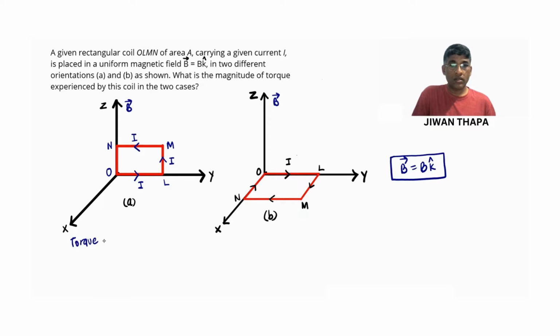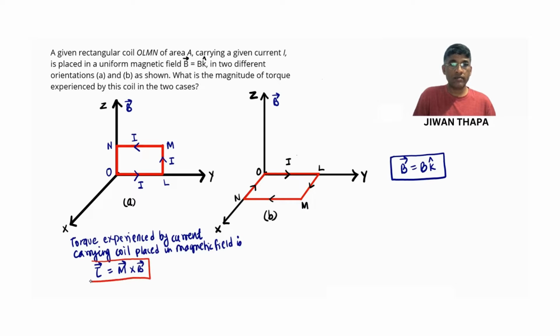So I'm writing, torque experienced by a current carrying coil placed in a magnetic field is torque tau equals vector M cross magnetic field B. So we have this expression for torque, clear?